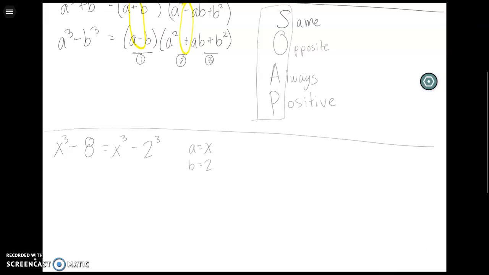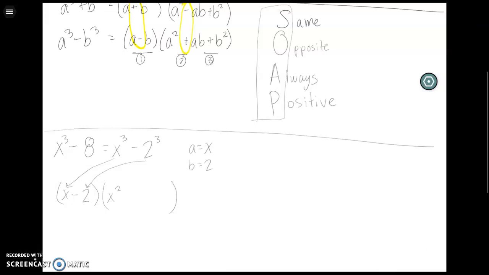So I know this is going to factor into a binomial and then a trinomial. And the binomial is x minus 2. So I have whatever the cube root is of the first term and then the cube root of the second term. And the sign is the same, like our SOAP acronym says. Then I'm going to have your a squared, so x squared.